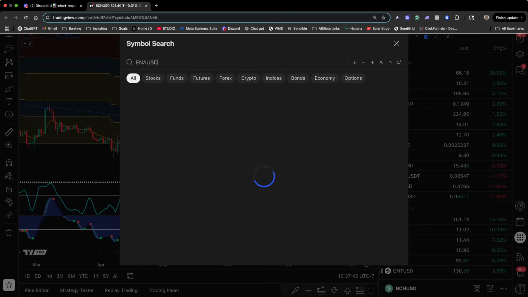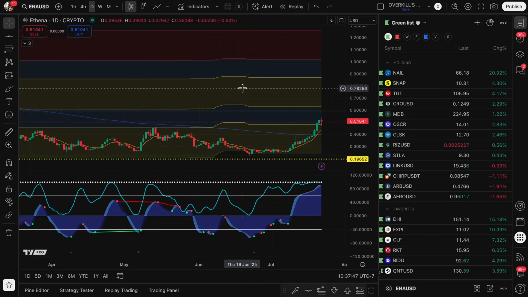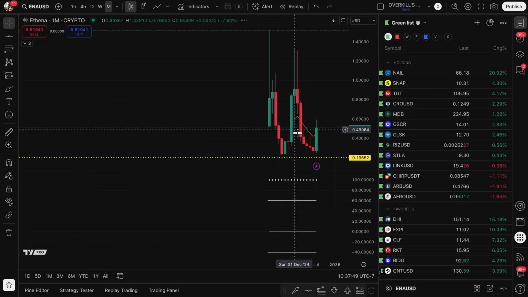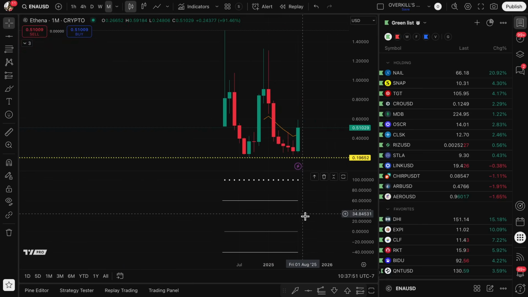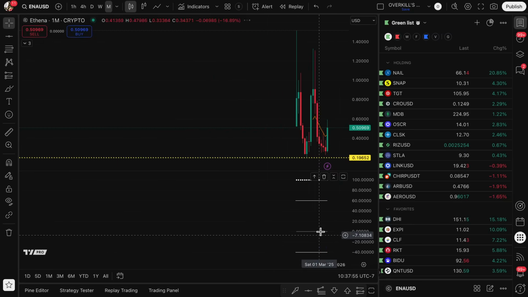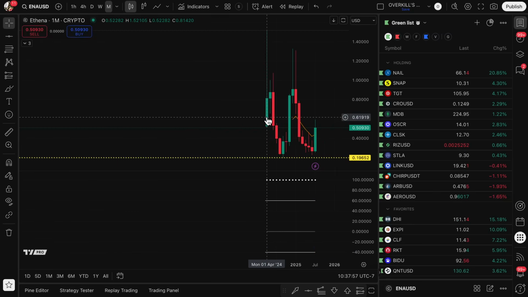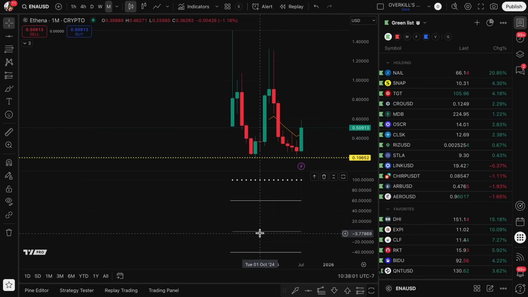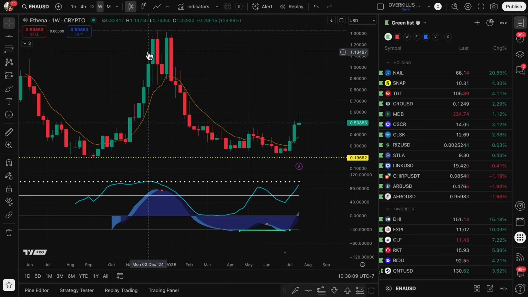ENA is still ripping. This one looks like there's no data on the monthly. So again, if you guys don't see data on your monthly charts, you have to use the weekly. The reason that there's no data is because it's so new. You can see it just came out in April of 2024. It's only been around for a year. So the indicator needs data in order to populate, right? If there's no data, it can't tell you what's going on. So that's why sometimes it's useful to look at that weekly chart.